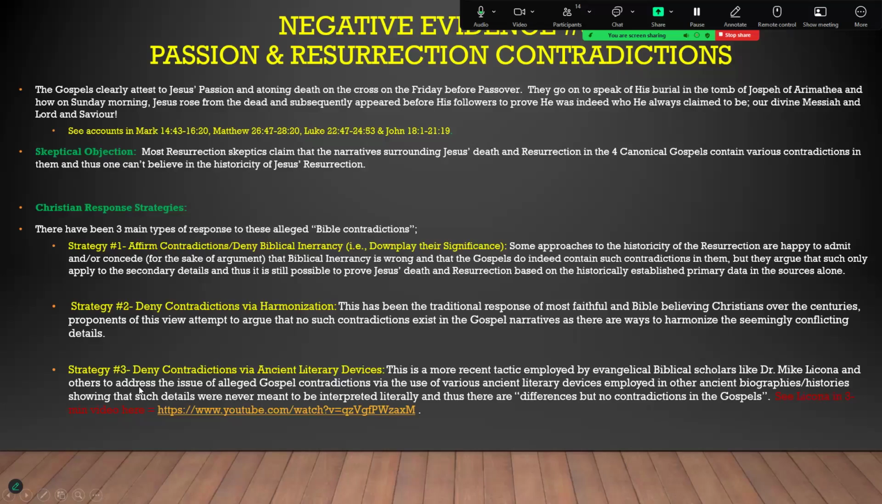And then there's strategy 3, which may be new to some of you. Once again, you deny that there are contradictions, but you don't appeal to a literal harmonization. Instead, you can appeal to an ancient literary device. And this is a tactic employed by scholars like Dr. Mike Licona. And he's written an entire book on gospel contradictions.